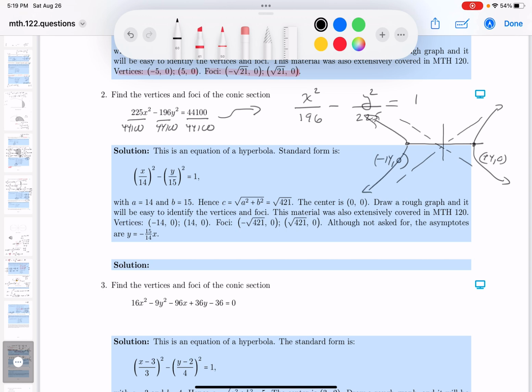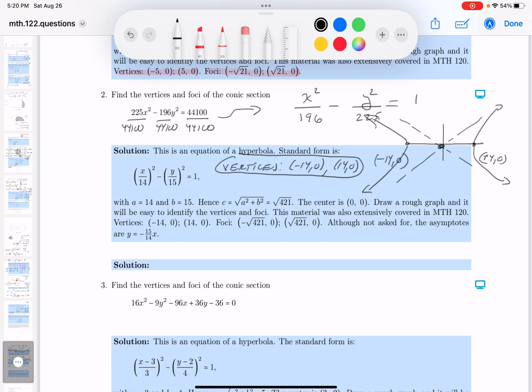So the question is the vertices. I need to write the vertices down. I think it's pretty easy to do. The vertices are going to be those points I put down before. So minus 14, comma 0, and the other one was 14, comma 0. So those are done. Now, the center of this hyperbola is at the origin, by the way.